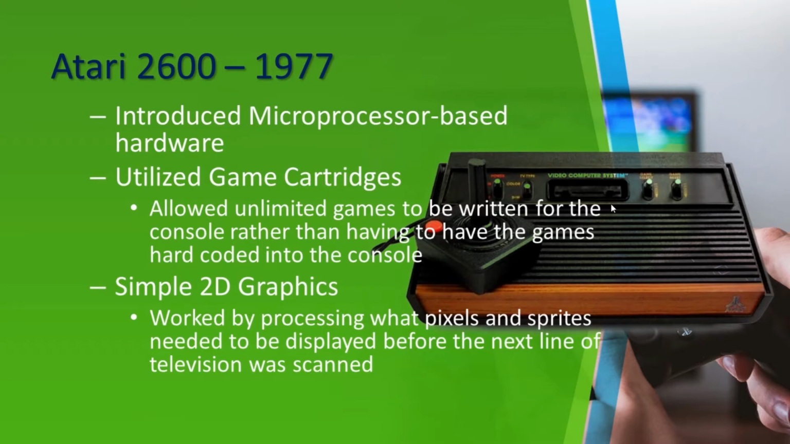Cartridges will be plugged onto your console in order for you to play the game. So if you want to play other games, all you need to do is get some game cartridge and plug it onto your console. This type of console uses simple 2D graphics, and works by processing the pixels and sprites needed to be displayed before the next line of the television was scanned.